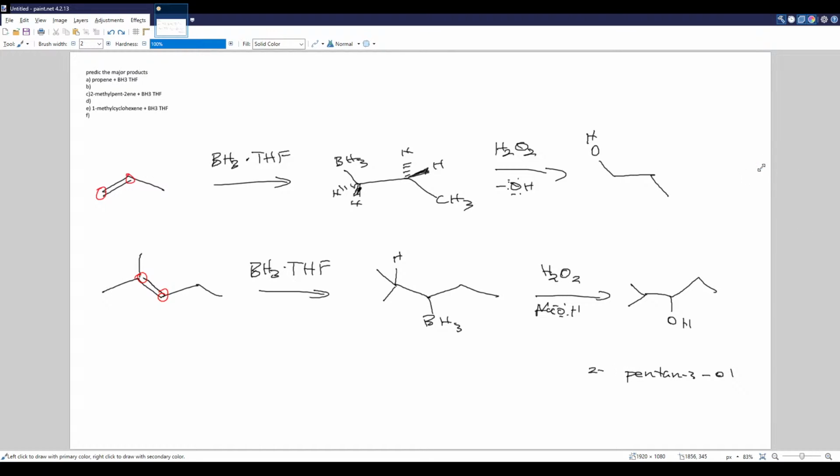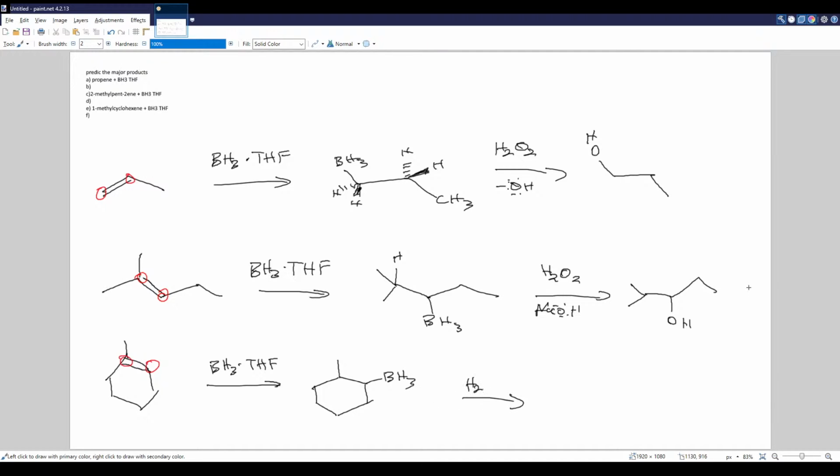Okay. And so now we have 1-methyl-cyclohexene. Methylcyclohexene. So 1-methyl-cyclohexene plus BH3THF. And so which one is the least substituted carbon? This is the least substituted carbon. This is the most substituted carbon. So that means we're gonna get BH3 like this.